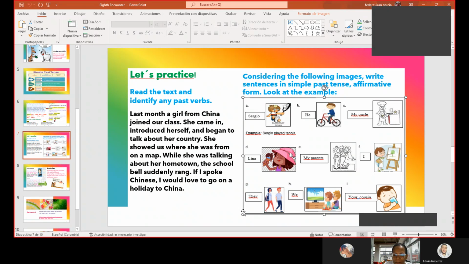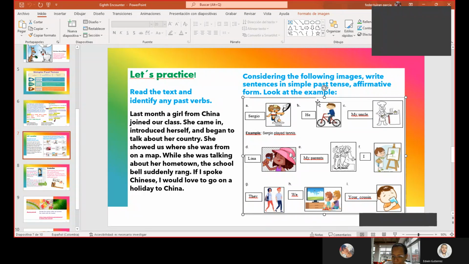Okay, then we continue here with this part. We have to look at this image, and we are going to build a sentence using the simple past in the affirmative form. For example, Sergio is the name. I look at the picture and I can see that he is playing tennis. But I'm going to write the sentence in the simple past. Then I say, Sergio played tennis.